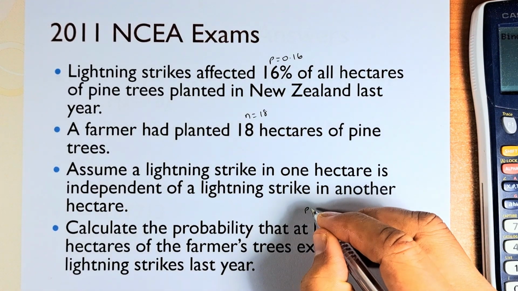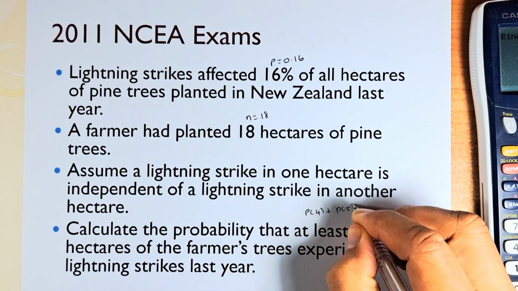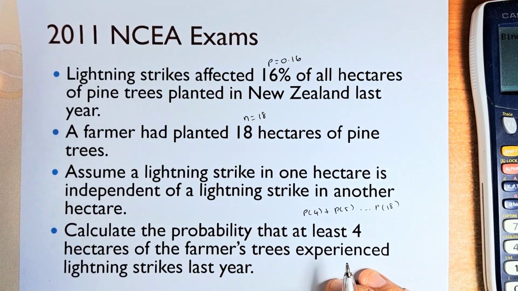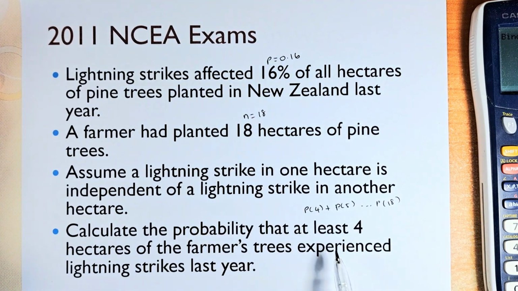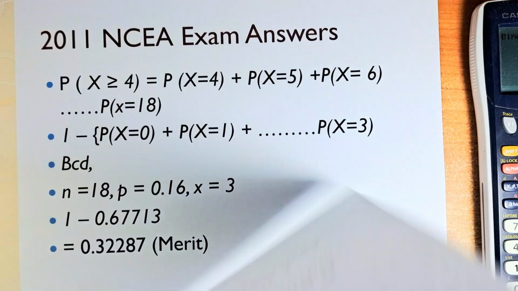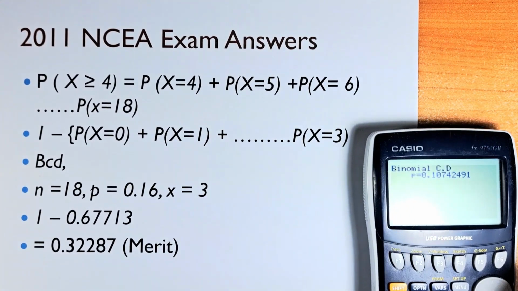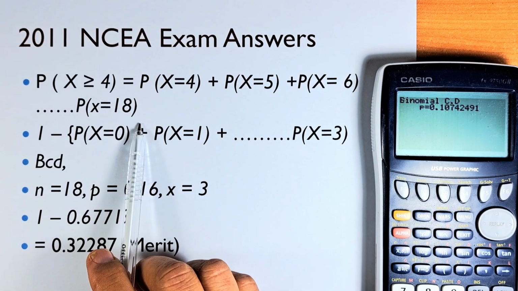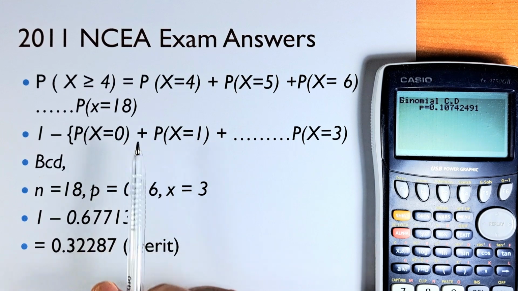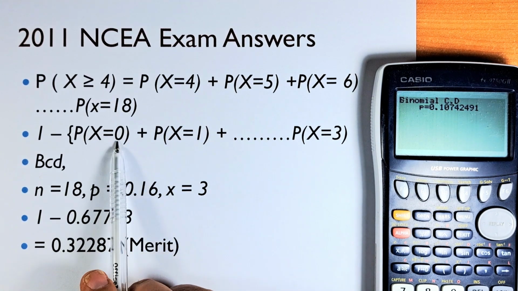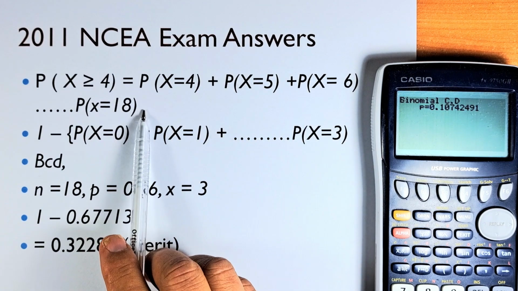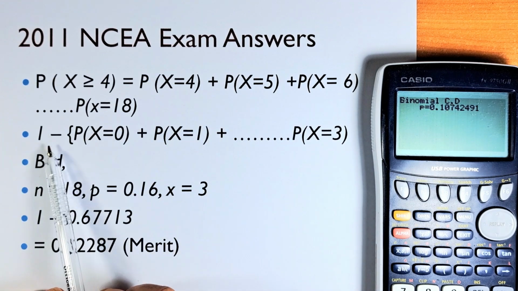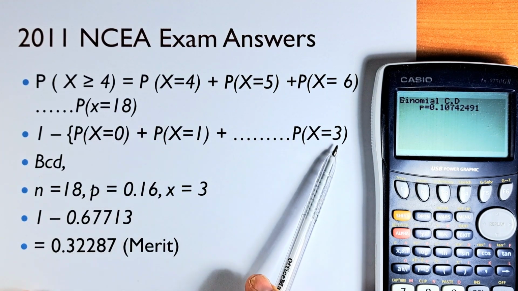At least 4 means they're looking for the probability of 4 and above, probability of 5 all the way to 18. So now we are going to calculate using the calculator. You know P is 0.16, N is 18, and you are calculating probability from 4, 5, 6 to 18. As I said before, you can actually be doing BPD for 4, 5, 6 all the way to 18, but it'll take a long time. So you can calculate the probability of 0 to 3, because 0, 1, 2, 3 plus 4, 5, 6 to 18 always equals 1. So the probability of X from 4 to 18 is 1 minus the probability of X from 0 to 3.